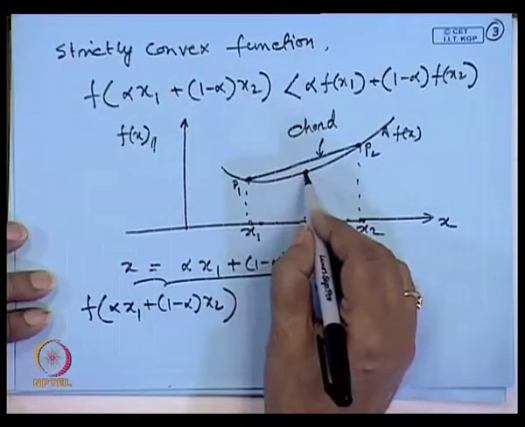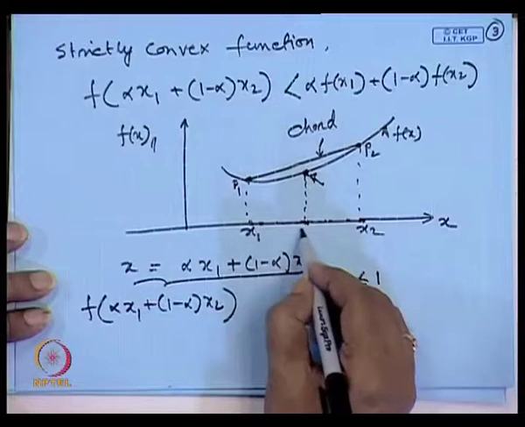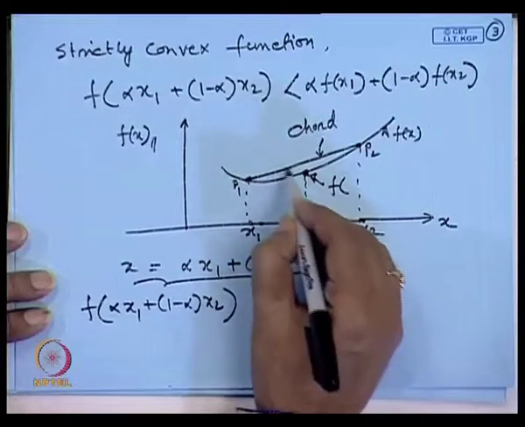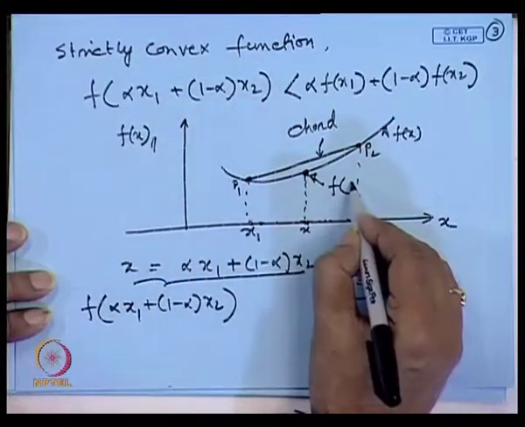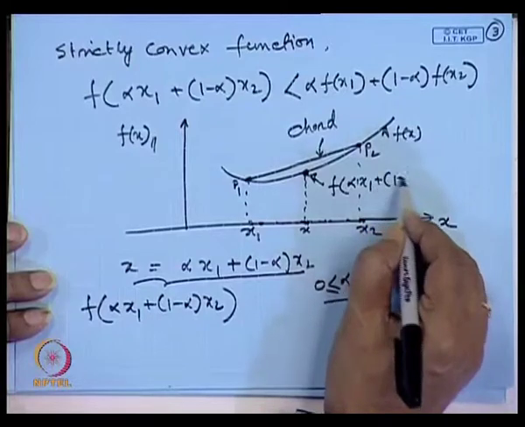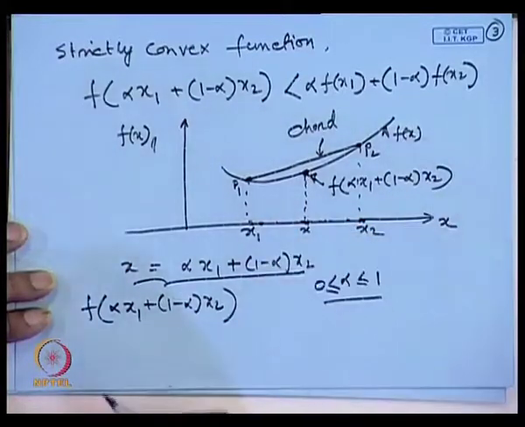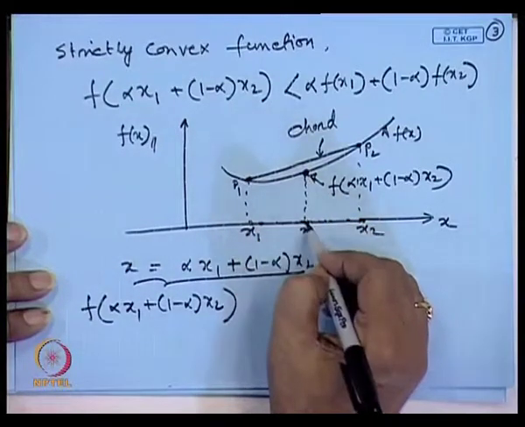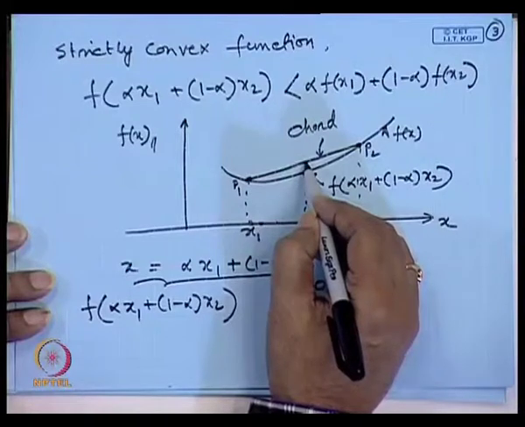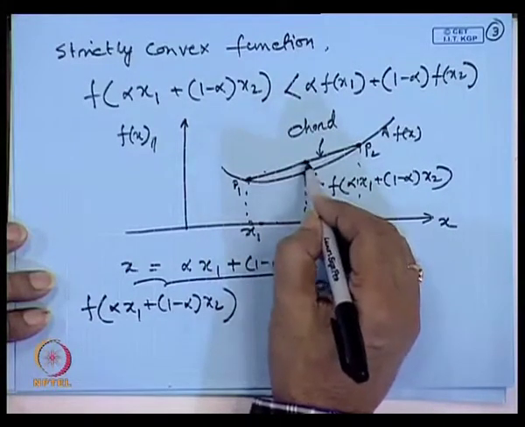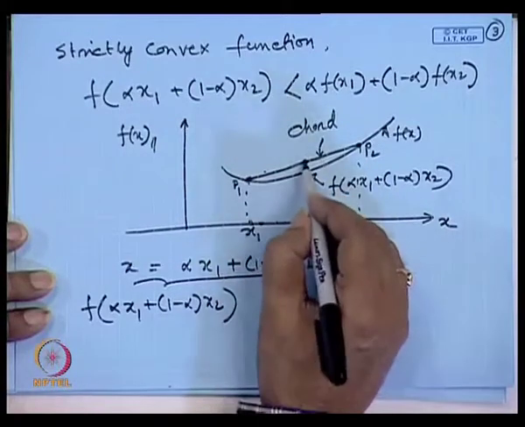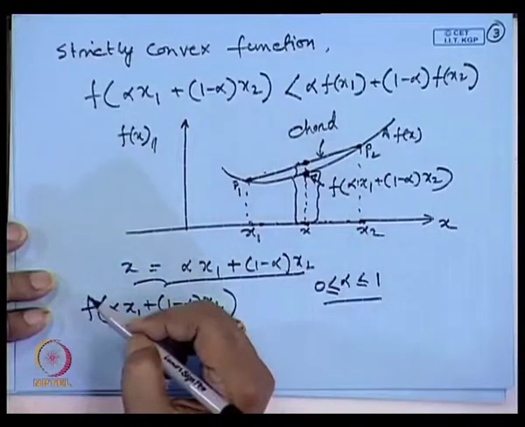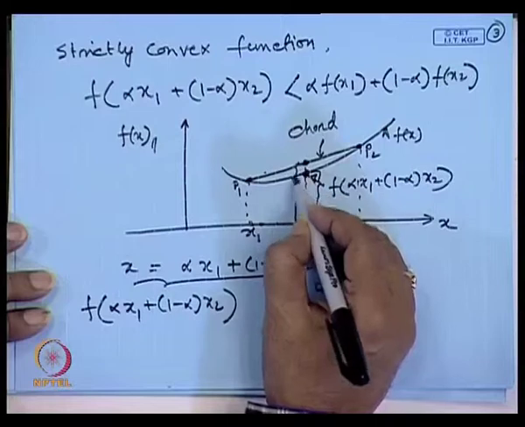this coordinate. If you consider this is x, then this is the coordinate of that x, and the y direction is the function of alpha into x 1 plus 1 minus alpha into x 2, this value, okay. And this value is always less than the value on the chord corresponding to that x, the value of this equation on the chord. So, this quantity is always greater than this quantity, definitely. Now, how will you find out this quantity?